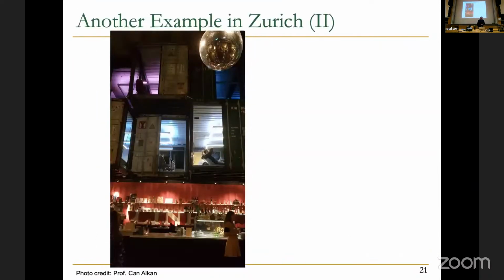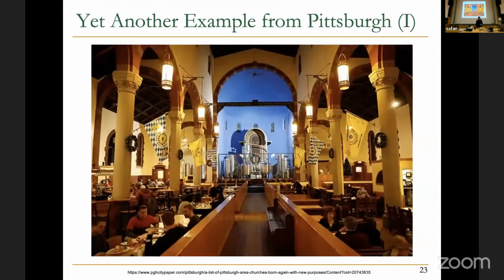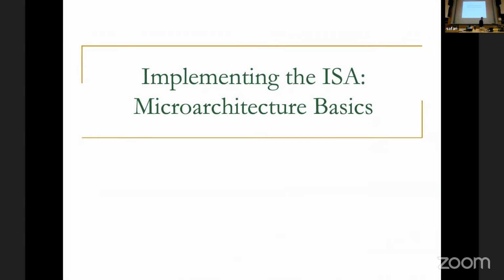Yeah, it's a coffee shop. As you can see, it's nice. But then it's a kind of an artistic coffee shop also, but it used to be electric works, as you can see. And then there's one of my favorite examples from Pittsburgh. This was designed as a church, but now it's a brewery, as you can see, and a place to eat. So things change, as you can see. That's true for microarchitecture as well.